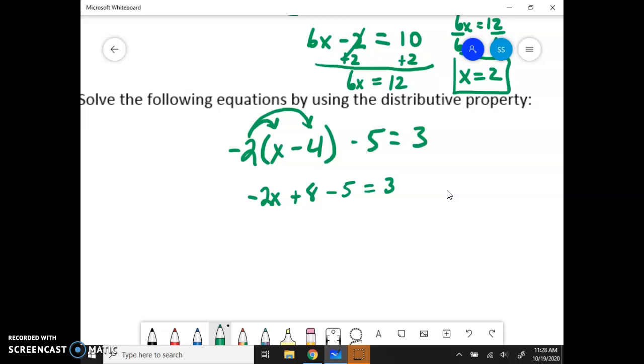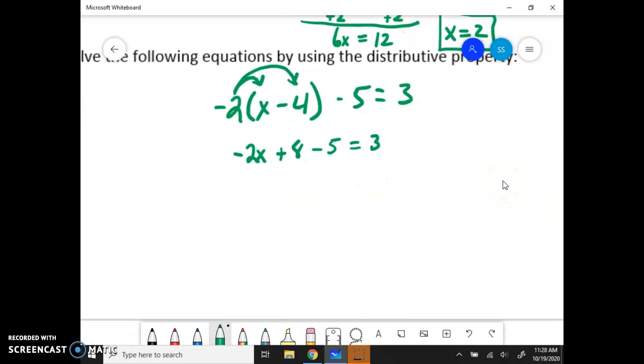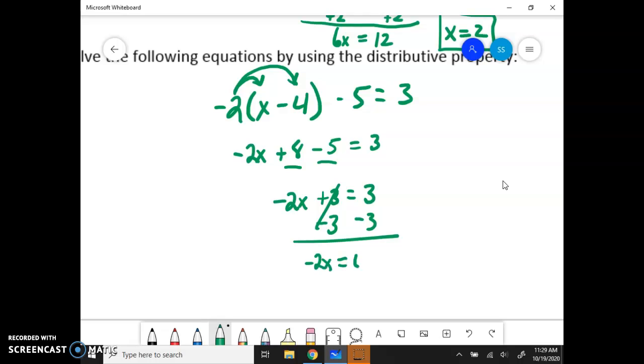Now, after we've distributed, we need to combine like terms. The numbers without variables are definitely like terms, these constants. So we're going to combine those. That's 8 minus 5, which is 3. So I get -2x plus 3 is equal to 3. Now I want to isolate this -2x. We just have a two-step equation. Let's subtract 3 from both sides. It eliminates on this side. I'm left with -2x is equal to 3 minus 3, which is 0.